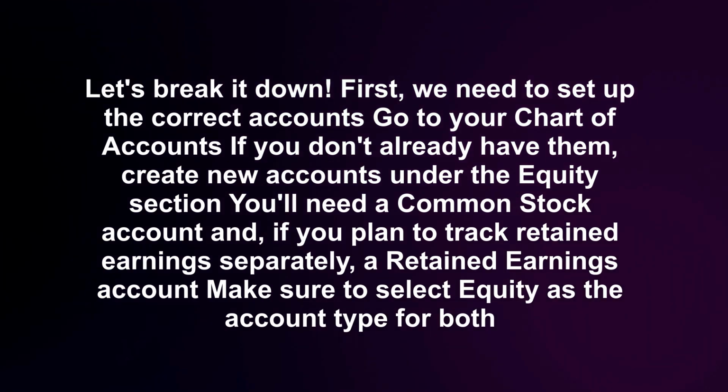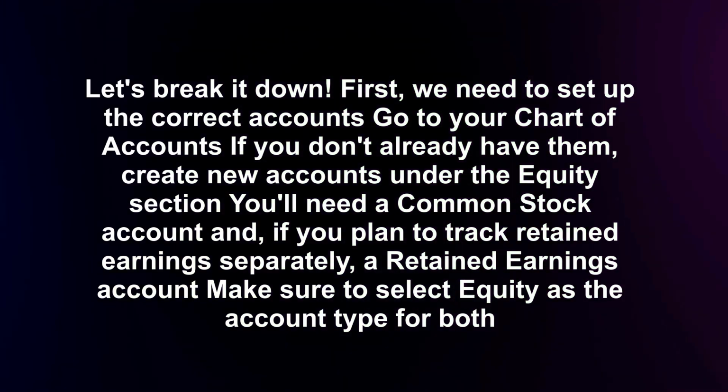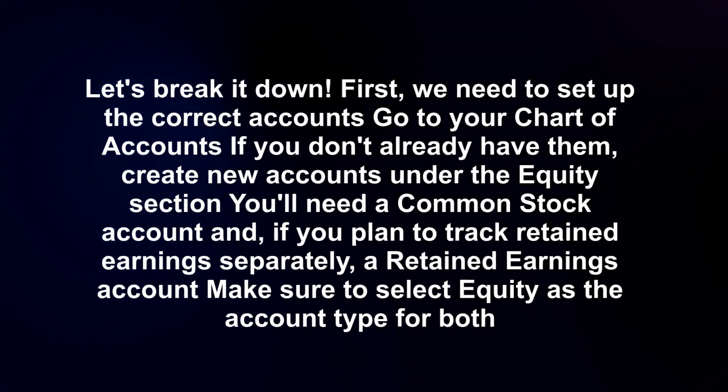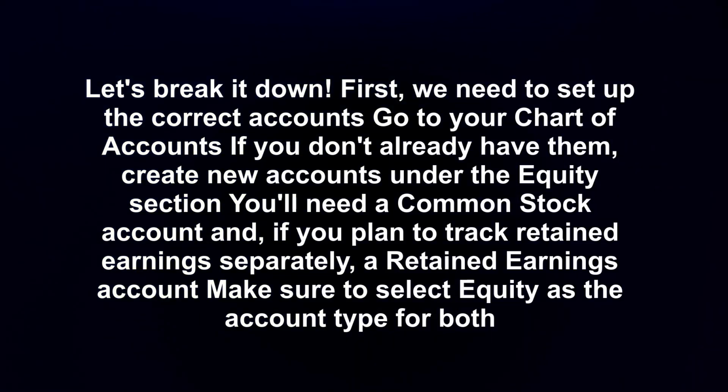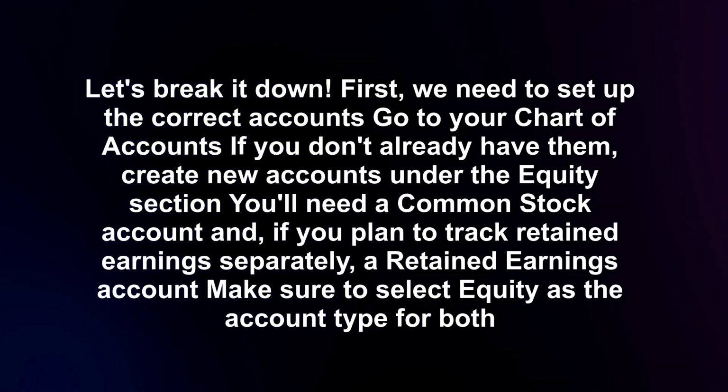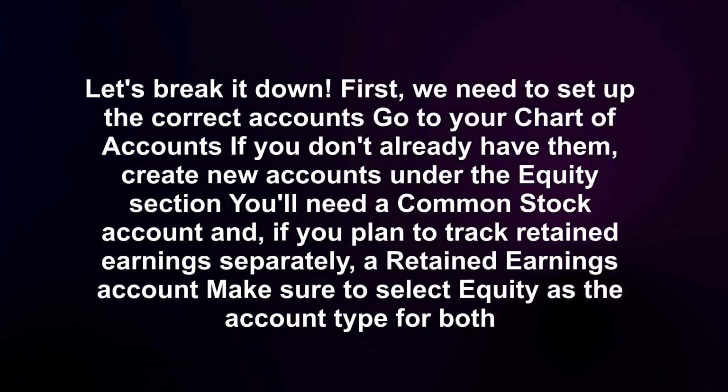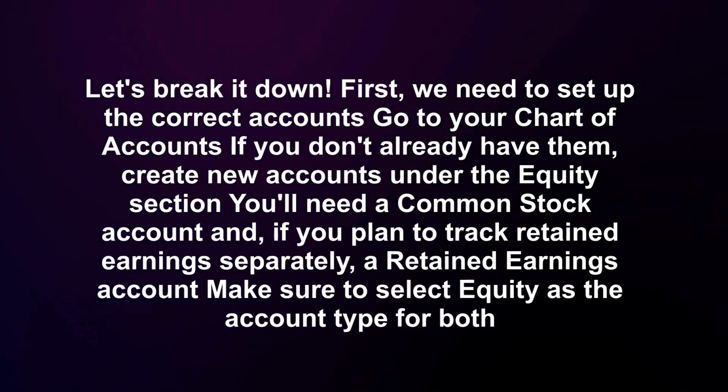Go to your chart of accounts. If you don't already have them, create new accounts. Under the equity section, you'll need a common stock account, and if you plan to track retained earnings separately, a retained earnings account. Make sure to select equity as the account type for both.